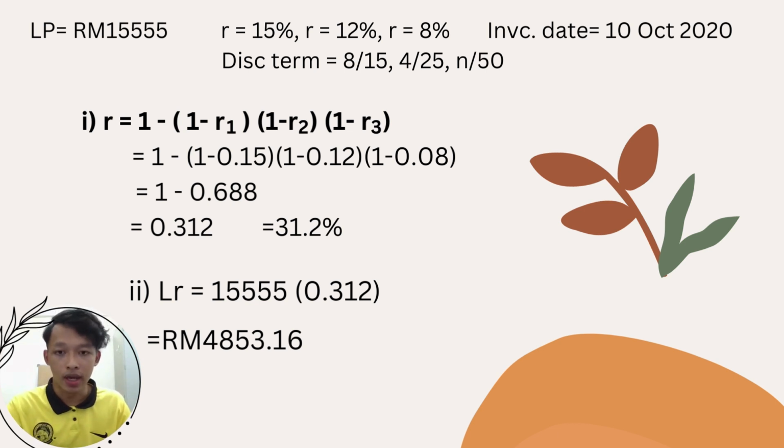Question number 2. We use the formula L times R, which equals 50,555 times 0.312. It becomes RM15,773.16.